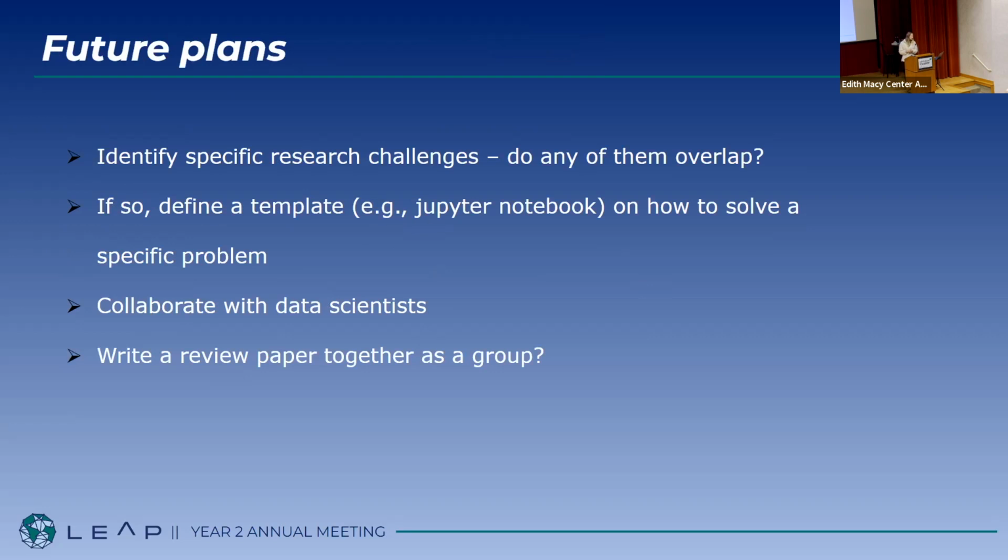For future plans, we have been thinking about trying to identify specific research challenges for all of us that are working on different things, and to see if any of these challenges overlap. If they do, would it be possible to define some sort of template, maybe a Jupyter notebook, on how to solve this specific problem, and then everyone can have access to this notebook? Just an idea we have. In order to do so, we were thinking about trying to collaborate with more data scientists. We don't have so many of them in our group. We've also briefly discussed the possibility of writing a review paper together as a group.